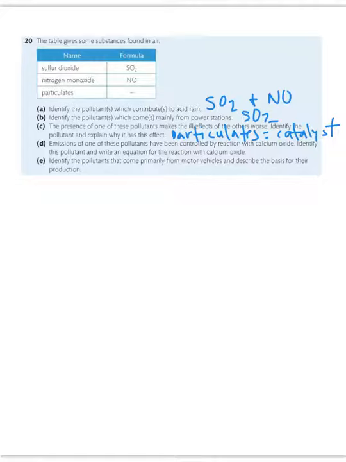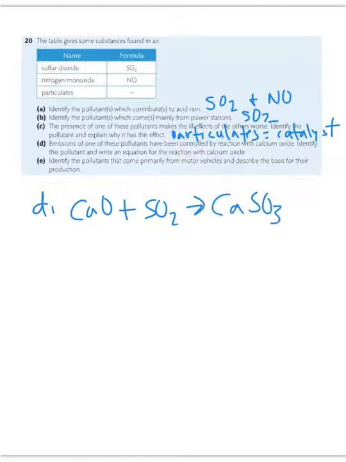D says emissions of one of these pollutants has been controlled by reaction with calcium oxide. That's the sulfur dioxide, and the equation for that, if you take calcium oxide and expose it to SO2, you can form CaSO3, which is a gas which then can be collected.